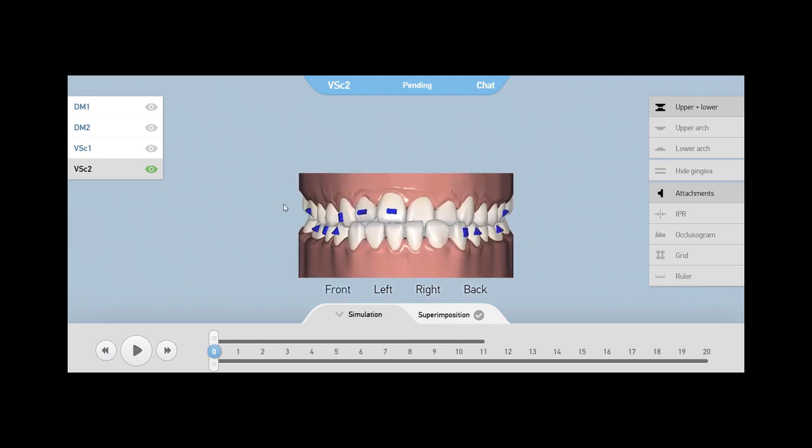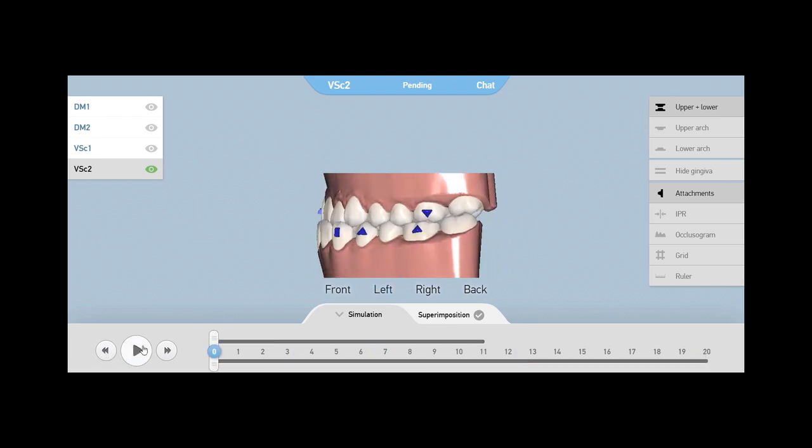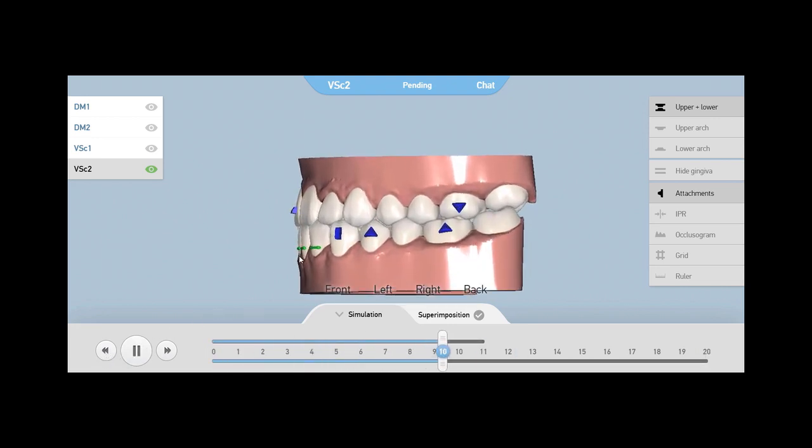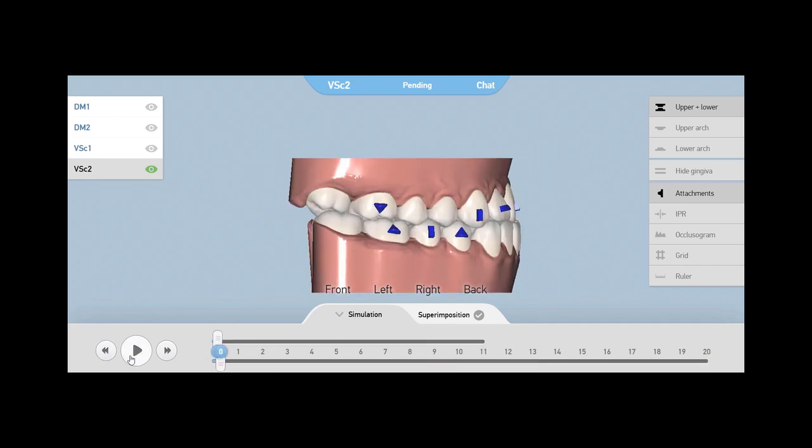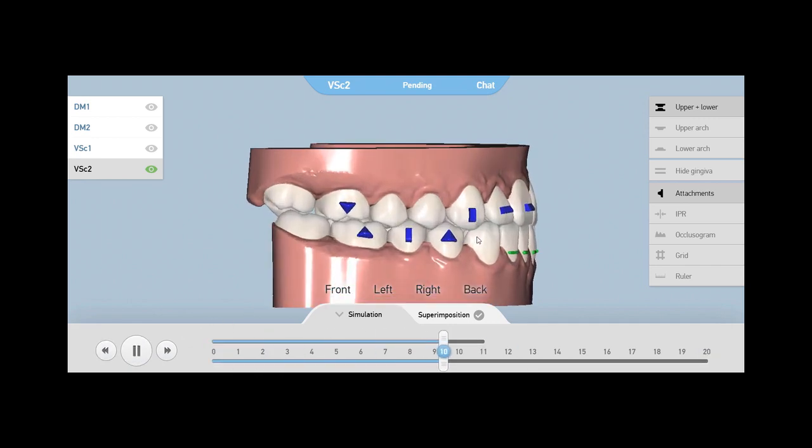Now we are going to have a look at the movements as performed by the Exceed laboratory. Another look from the left side. And from the right side, so we can see how the crossbite is being corrected.